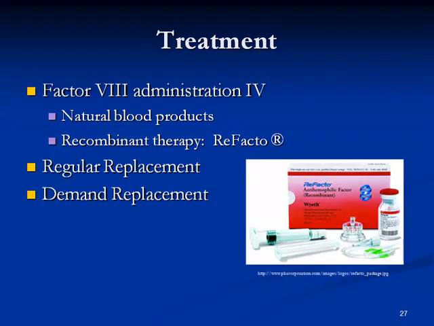Now, we can give factor VIII replacement, and that's administered intravenously. We can get it by giving blood products, but rather than that, these days what we give is recombinant therapy in the form of Refacto. Now, some people might get regular replacement of that, particularly people with severe hemophilia. If you have mild hemophilia, you're not going to take that on a regular basis. You're going to take it when you need it if you have a bleeding episode.